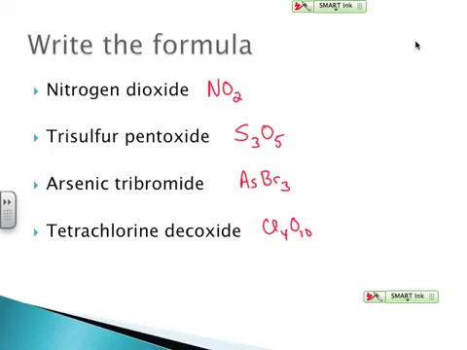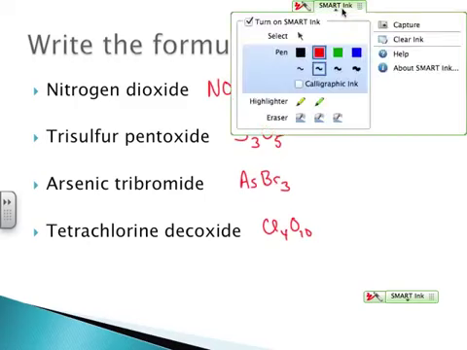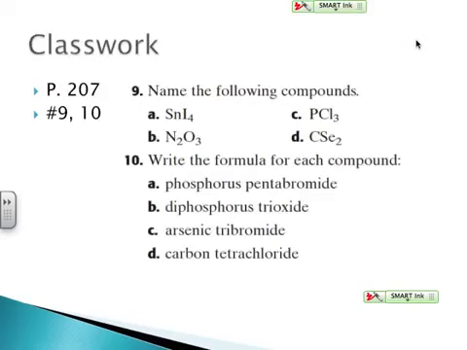Alright, so that's really about it. So just to give you a little additional practice here, there's your homework. So you should be able to crank this out in no time. And once you're done with that, just find something productive to do the rest of the period there.